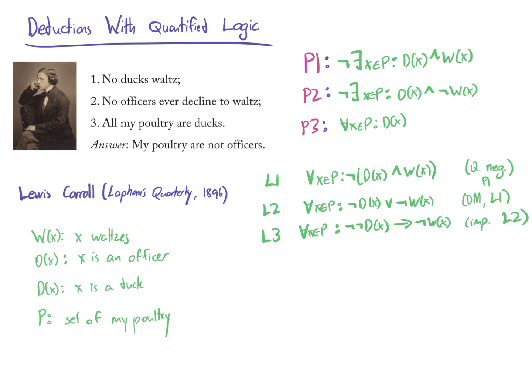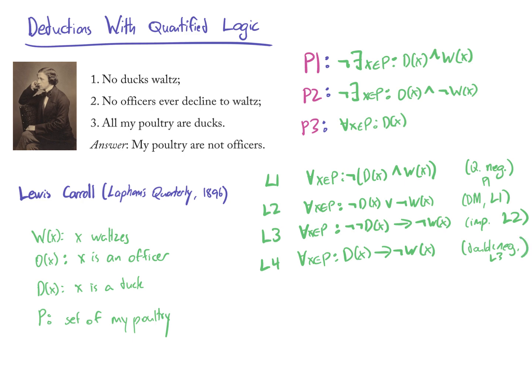Line 4. For all x in P, I can cancel these two negation symbols. D of x implies not W of x. So it's double negation with line 3.